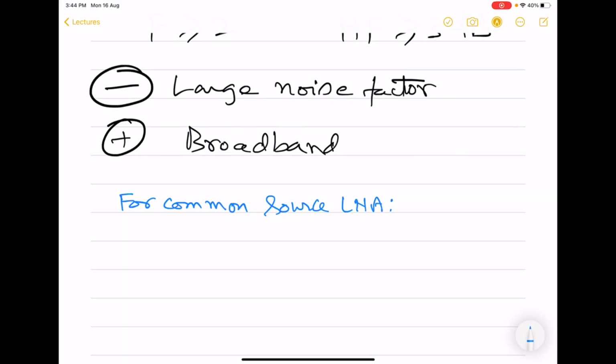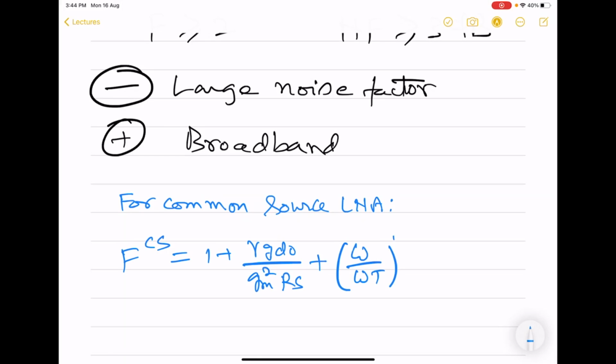So for that case, we had found out that the noise factor was 1 plus gamma GD0 divided by GM square RS plus omega by omega T whole square, gamma GD0 RS. So this is what we had found out for the common source.